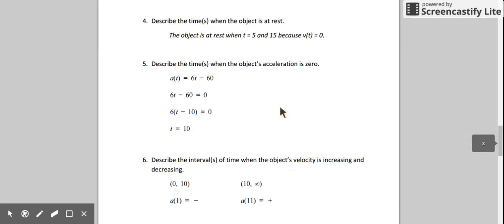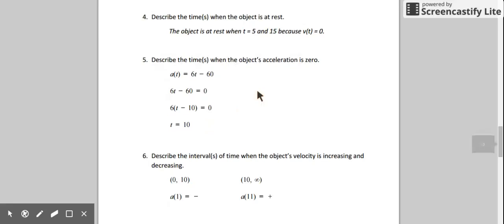What else can we analyze? We can talk about where our acceleration was 0. And we can do that by finding zeros of our acceleration function. So let's rewrite our acceleration function and find zeros of it by factoring. We can factor a 6 out and find a 0 of this function at positive 10. So at the end of 10 seconds, our object stopped accelerating.